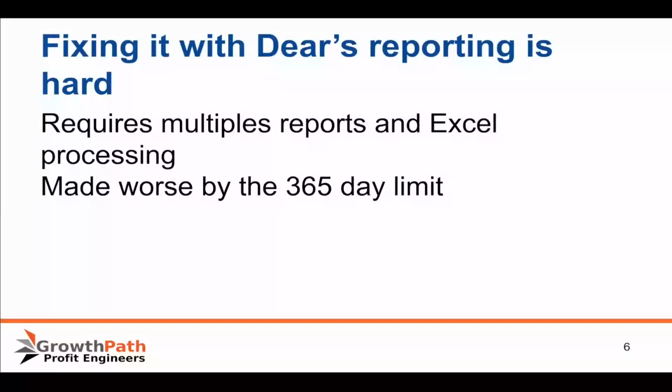Now, DIA's reporting doesn't make this very easy to fix, and it's further complicated by DIA's flexibility, where you can have multiple invoices and multiple shipments. To do it with DIA's reporting, you need to do multiple reports, some getting COGS detail, some getting revenue detail, linking them together, and then in Excel, basically, with VLOOKUPs and so on. And then you've still got the problem that you can't extract more than 365 days of data.